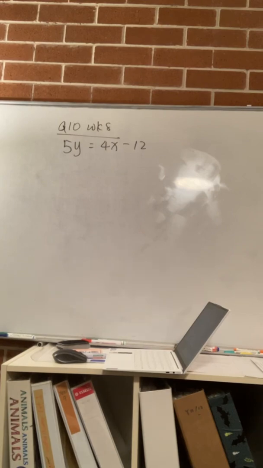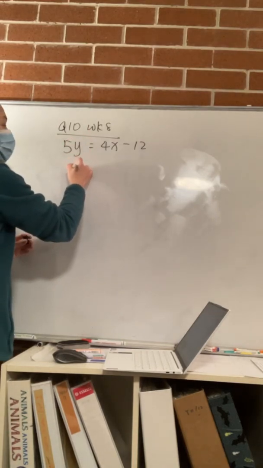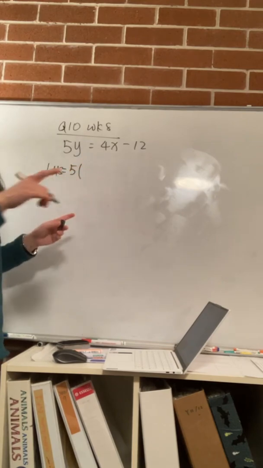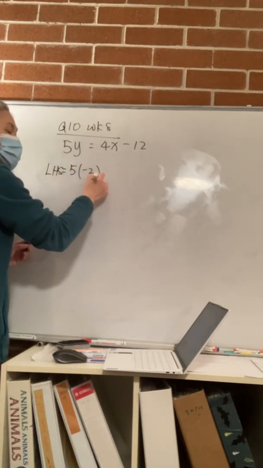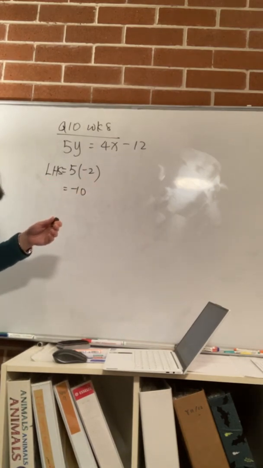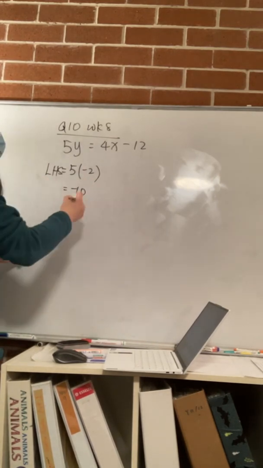For this one, the left-hand side is really small, so keep it small, it's okay. Left-hand side equals 5, and your y is minus 2, which is minus 10, and I can't do anything more with it. So I stop. Then I go to the right-hand side.